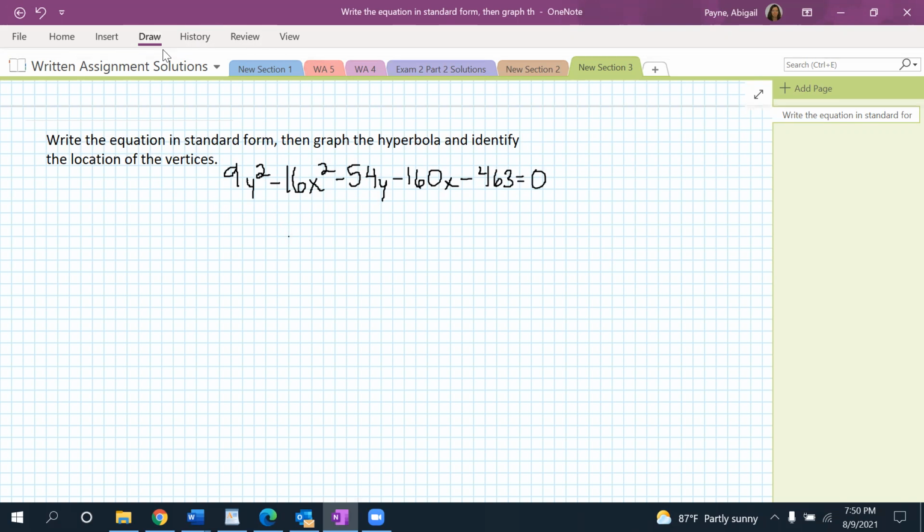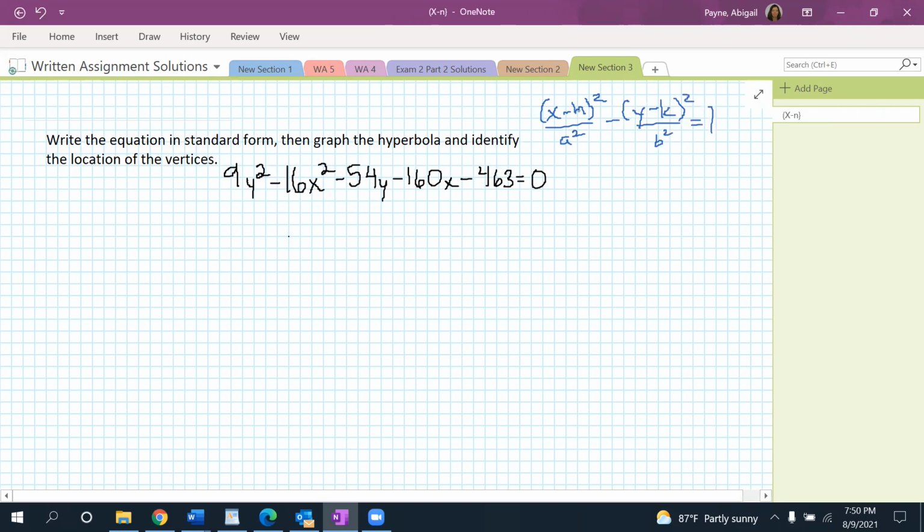Standard form for the equation of a hyperbola can have two forms. It can look like this: x minus h squared over a squared minus y minus k squared over b squared equals 1. This will be a hyperbola with center at (h, k). With the x expression positive and the y expression negative, your hyperbola is going to be oriented horizontally, something like this, when the equation has that form.